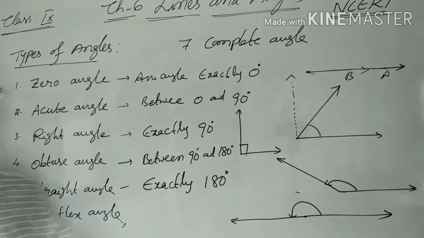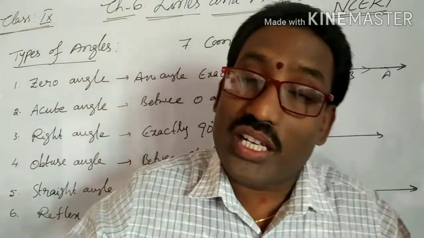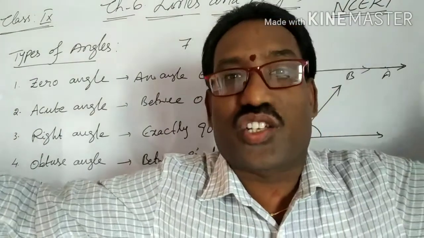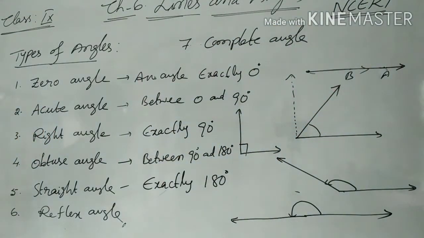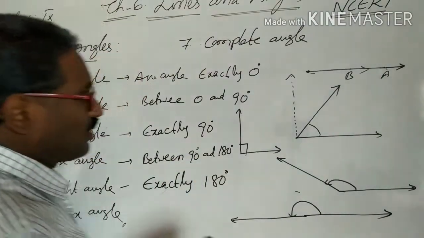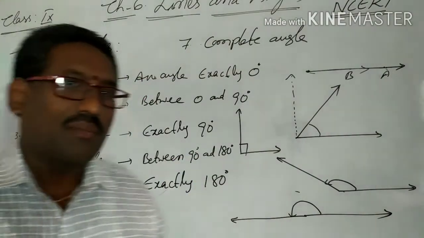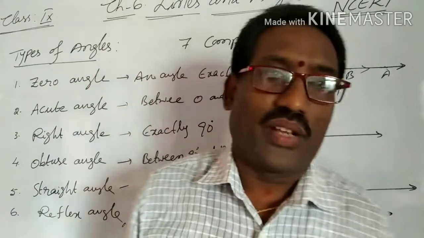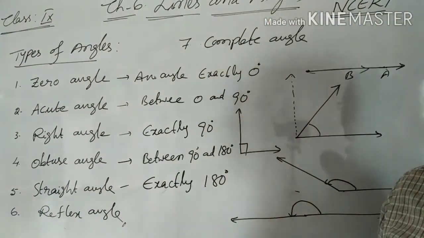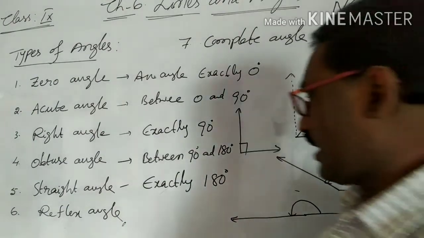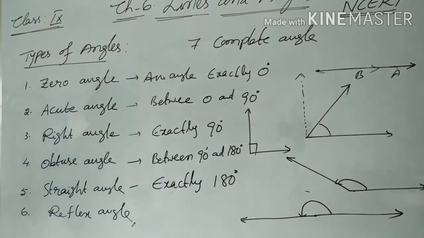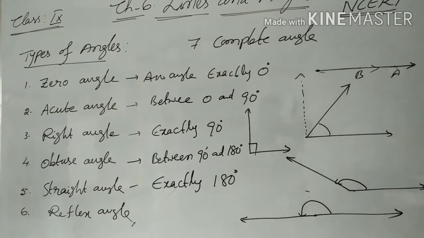Straight angle means an angle measures exactly 180 degrees. That is called a straight angle. Next, reflex angle. What is the meaning? An angle measures between 180 and 360 degrees. That is called a reflex angle.